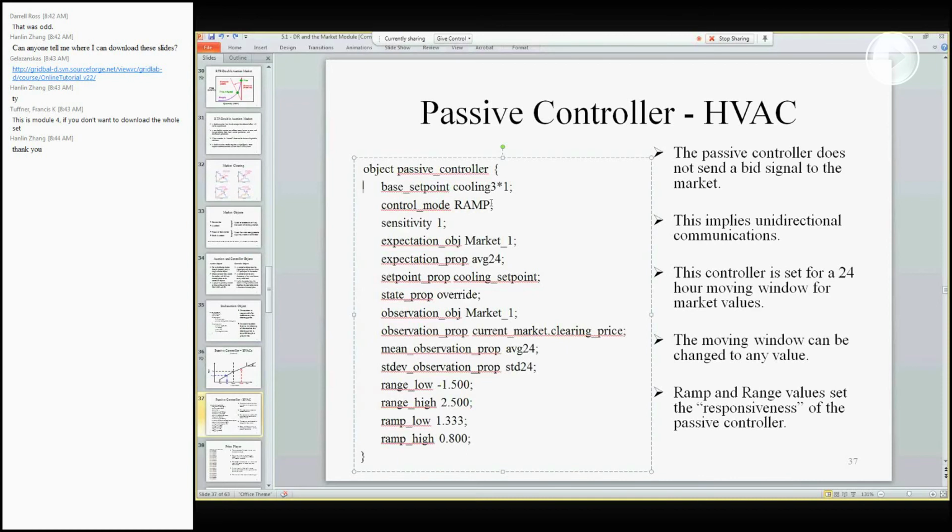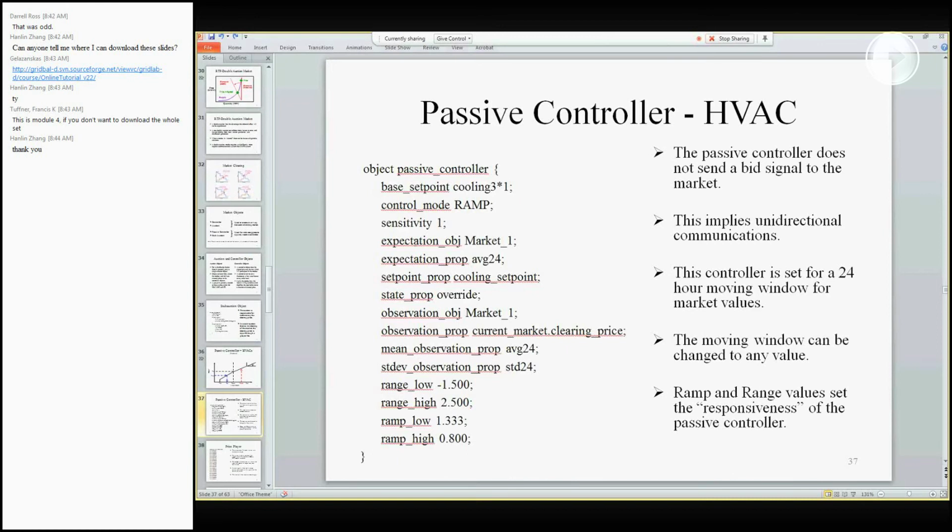We have this control mode called ramp. So control mode is what we use to activate all these different control modes. So in this case, it's a ramp mode for this HVAC system, but when we move to some of the direct load control ones and some of these other pieces, we will change this control mode to activate it to the right type. So sensitivity is this slider bar that I was mentioning. In this case, a value of 1 indicates extremely responsive, where a value of 0 will indicate not responsive.